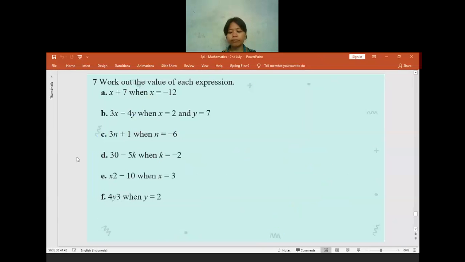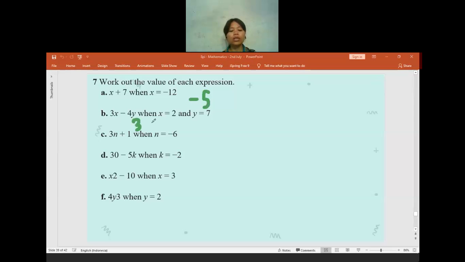Question 7. For question 7A, what will it be? x plus 7 when x is negative 12. Negative 12 plus 7 equals negative 5. Okay. For question B, 3x minus 4y when x is 2 and then y is 7.